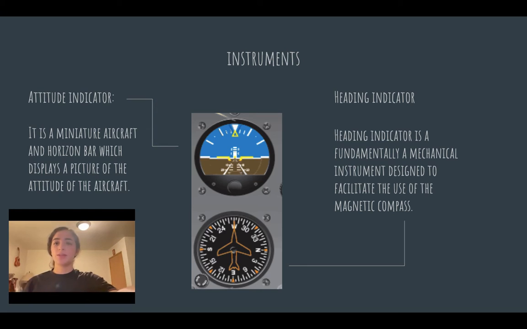In an aircraft, we also have the attitude indicator. It displays a picture of the attitude of the aircraft. In this instrument, the gyroscope is set on a horizontal plane, and it depends upon rigidity in space for its operation. Lastly, we have the heading indicator. It is a mechanical instrument designed to facilitate the use of the magnetic compass.